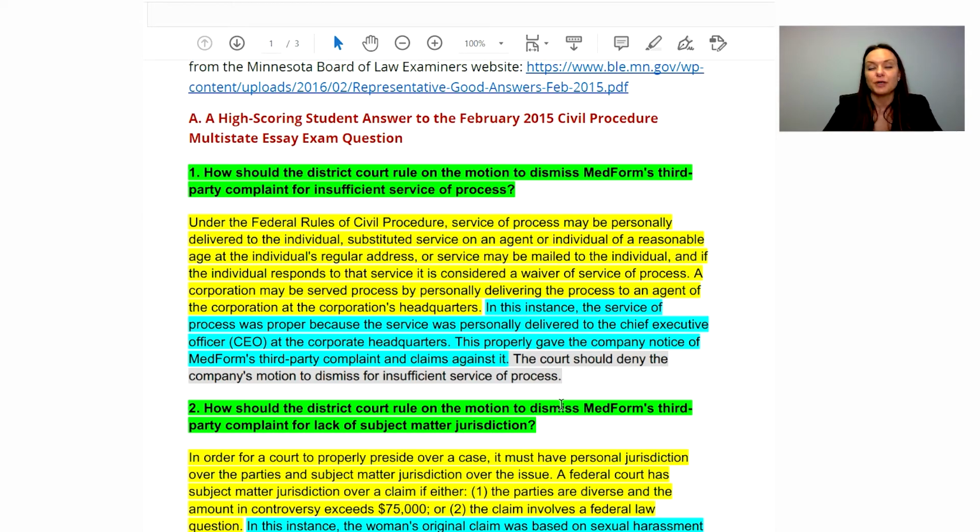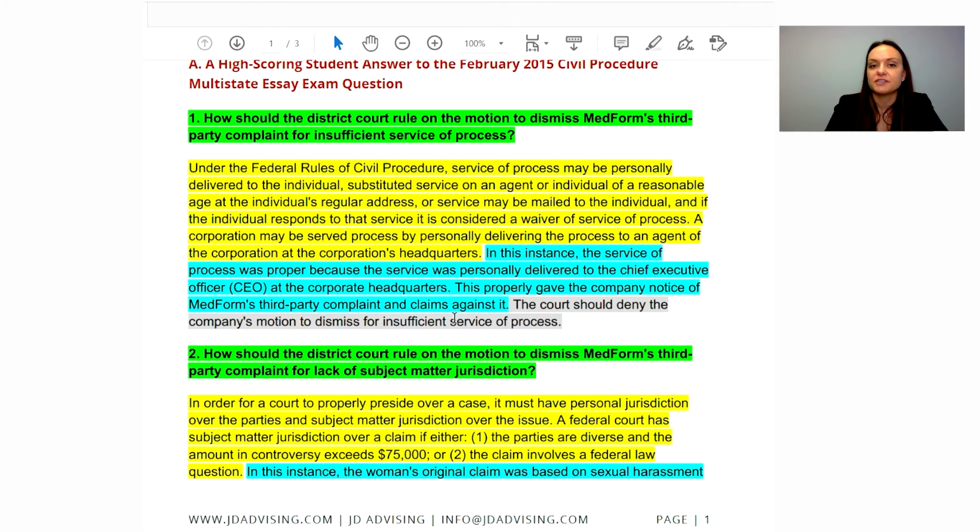Here, the examinee was not super explicit about the state law requirements, but it was explicit about the federal rules of civil procedure service of process requirements. Here, the student wrote, under the federal rules of civil procedure, service of process may be personally delivered to the individual, substituted service on an agent or individual of a reasonable age at the individual's regular address, or service may be mailed to the individual. And if the individual responds to that service, it is considered a waiver of service of process. A corporation may be served process by personally delivering the process to an agent of the corporation at the corporation's headquarters. So to stop there, this rule statement, as I mentioned, is not perfect, but it's good enough.